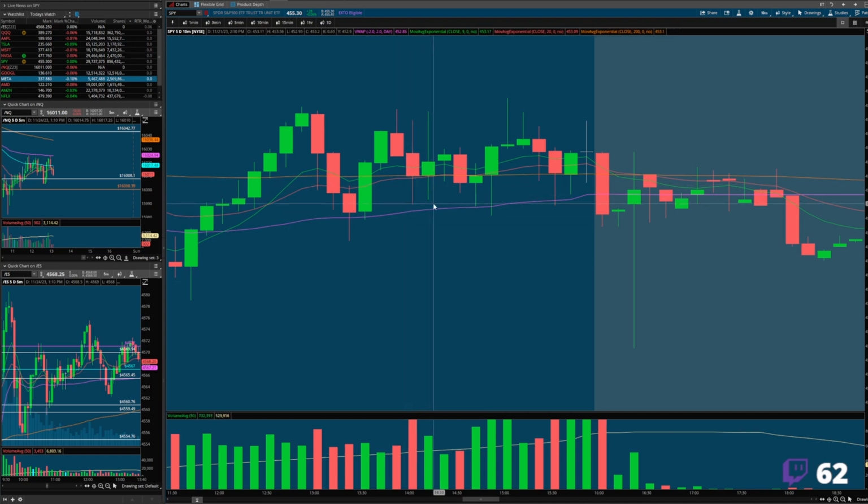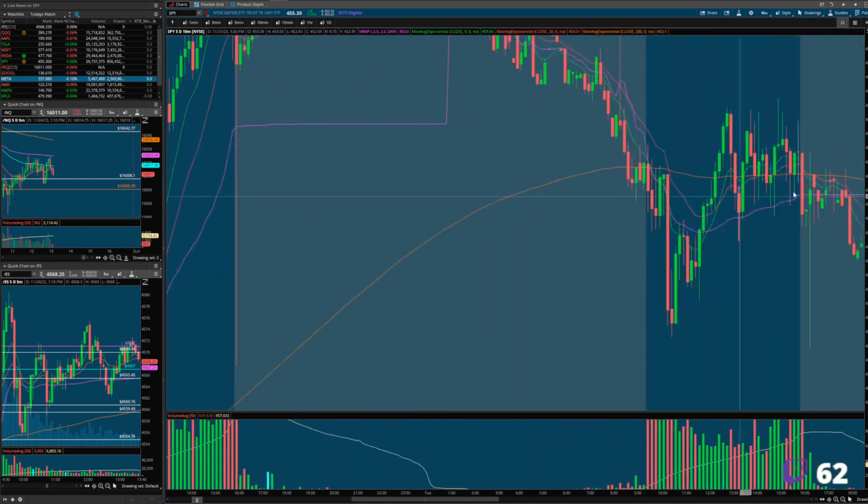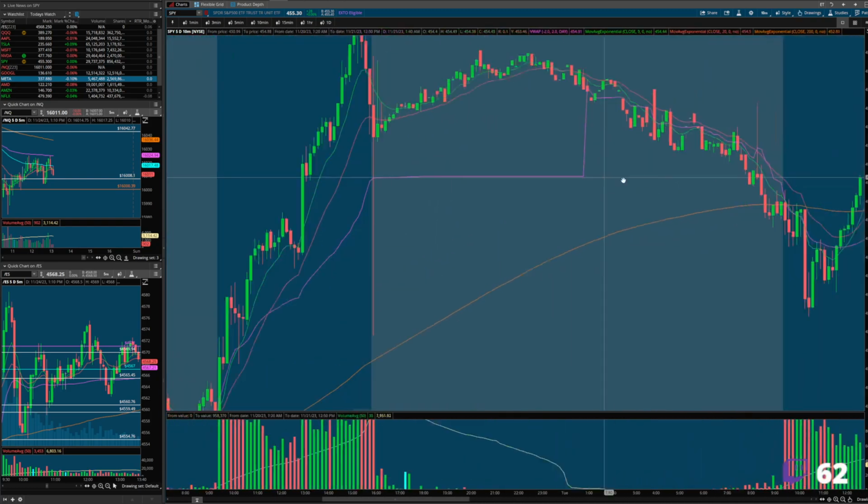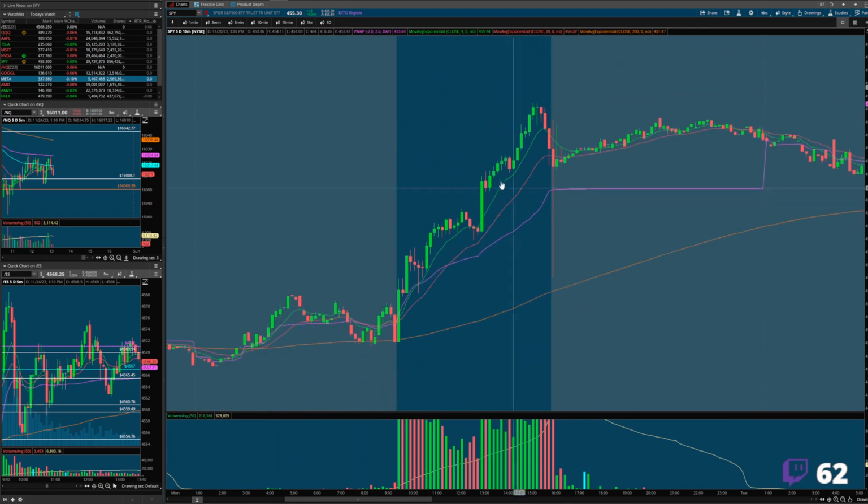But with pivot points, or at least micro pivots, this is on a 10-minute, you could definitely get some good trades in like that. But let's go to a trend day, and then I'll wrap this up shortly.